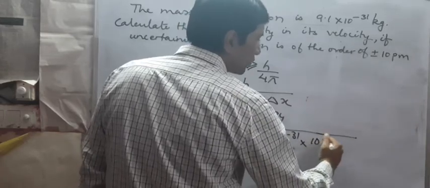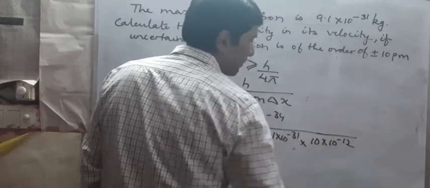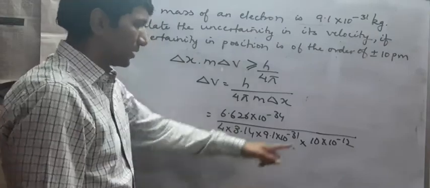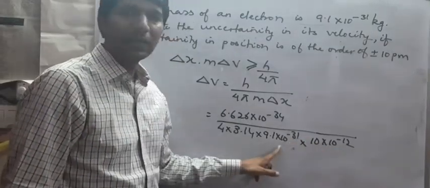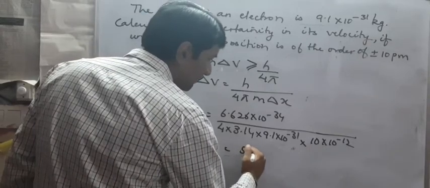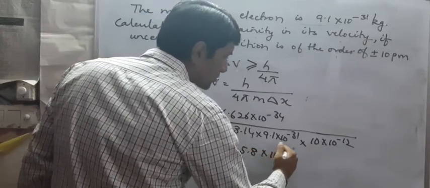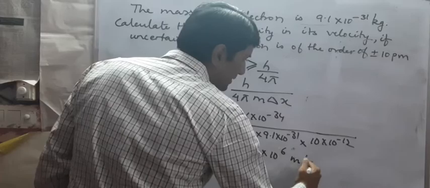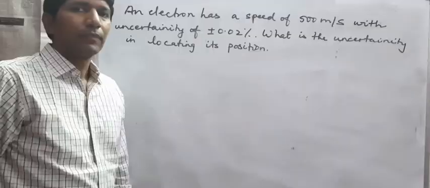So this will come to 10 into 10 raised to power minus 12 meters. So this has to be meters, this has to be kg. So the final answer for this question comes to 5.8 into 10 raised to power 6 meters per second.